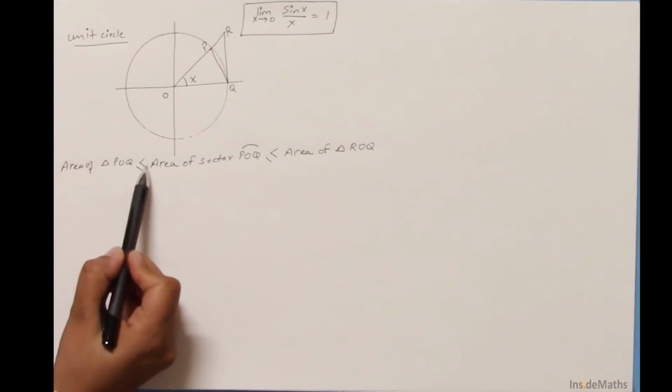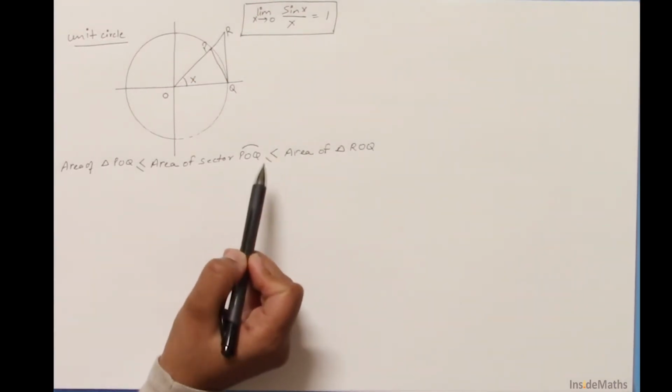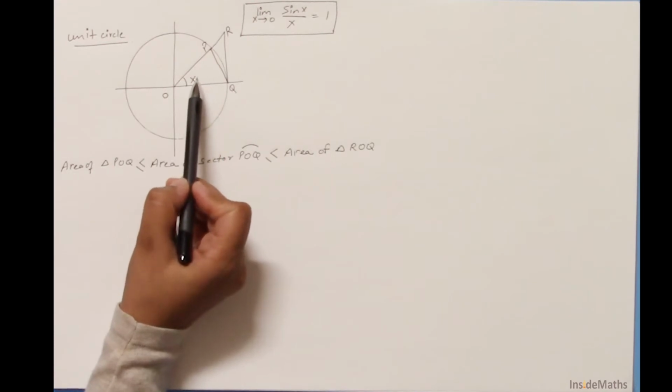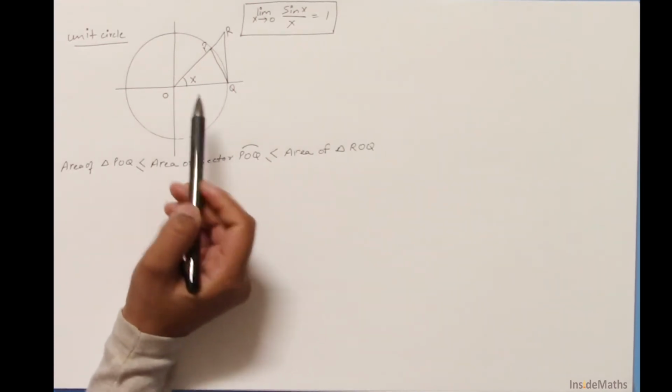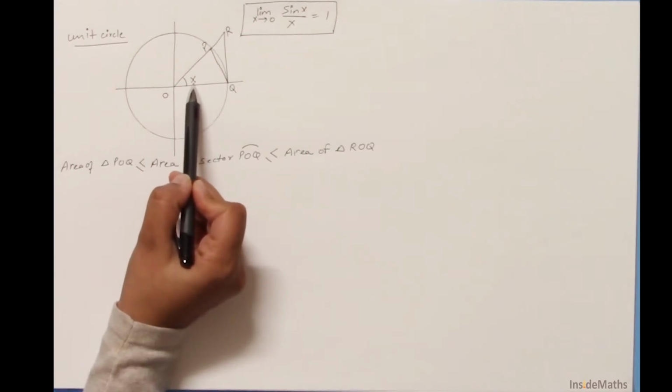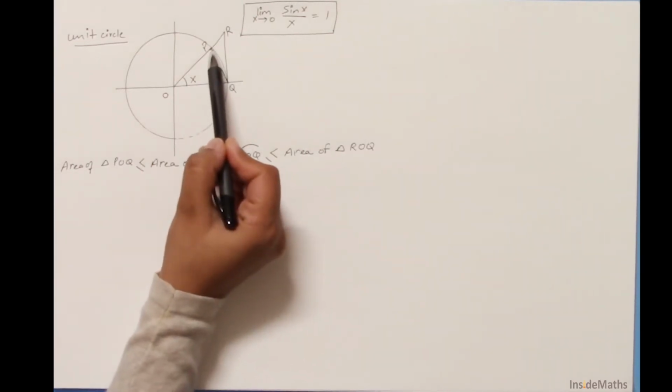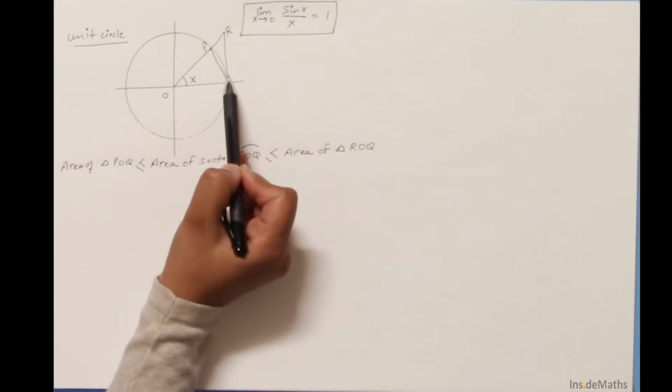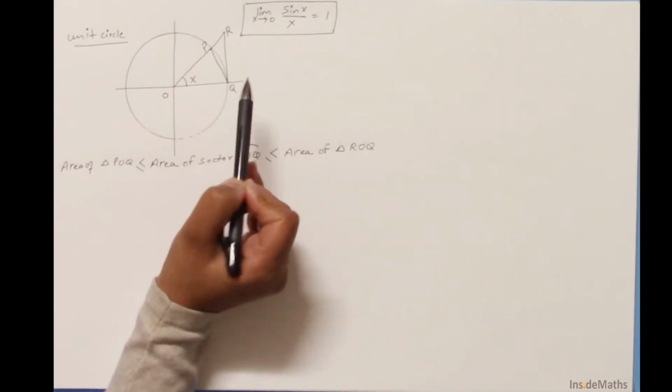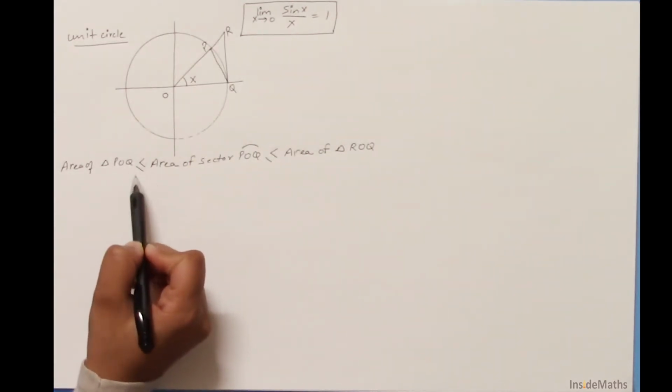Here I have used the equal to sign as the value of x varies, and when the value of x is pretty small, these three shapes can be pretty equal. So that's why I have used both the signs.